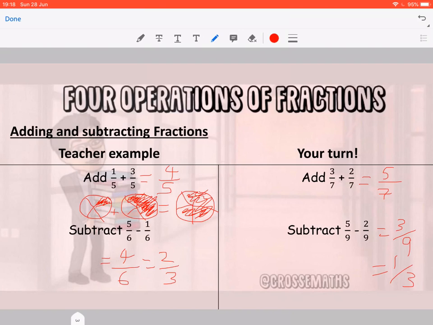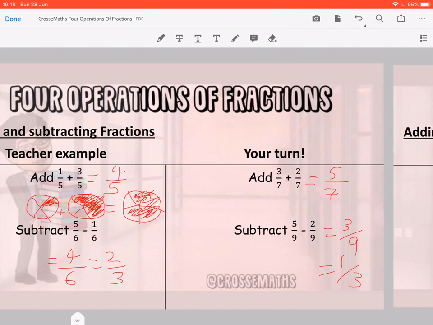So you can see on my first one, it was both over 5, so it's over 5 in the answer, and over 6 in the second one, over 6 in the answer. So whatever's on the bottom in the question, it stays on the bottom in the answer, and all you do is your maths to the top. So you either add them together if it's an add, or take them away if it's a take away. And it is literally that straightforward.